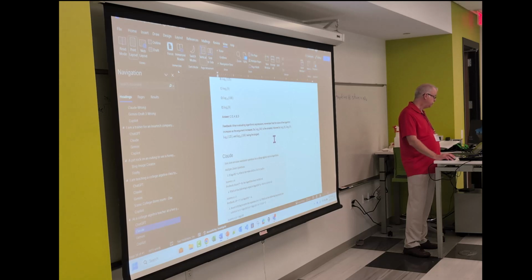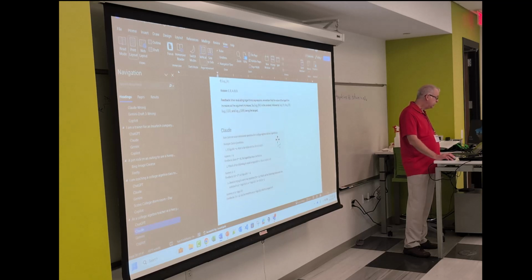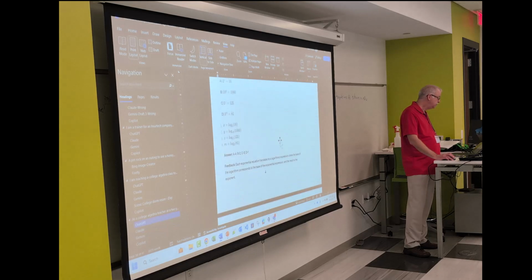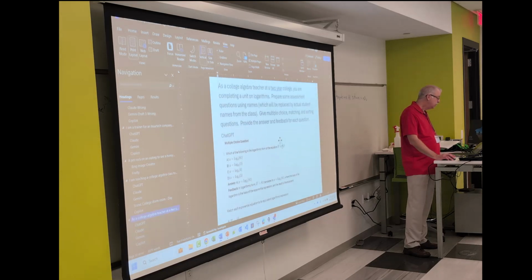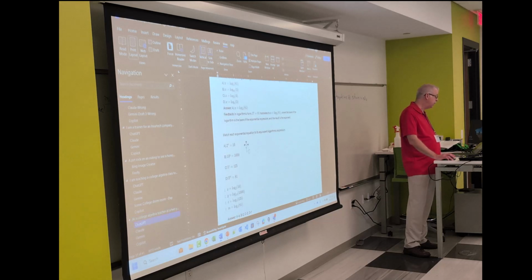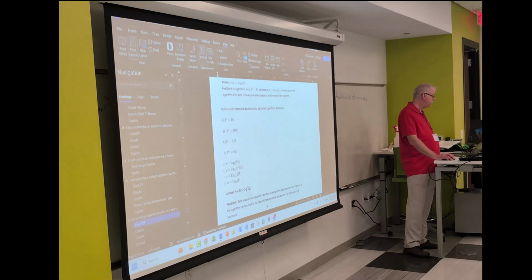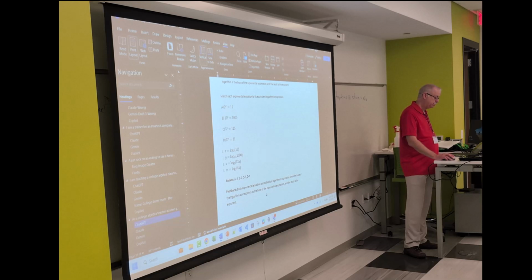It didn't give me any matching questions. Well, that was ChatGPT. I'm not sure it gave me matching questions. So, in fact, I think I asked it for 5. There's matching right there. Oh, there's a match. You match the exponential equation to its equivalent logarithmic form, with the answers and some feedback.